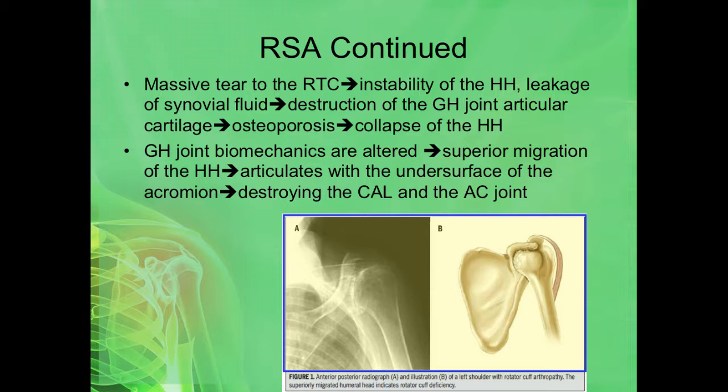So the glenohumeral joint biomechanics become altered because we get this superior migration of the humeral head, and it articulates with the undersurface of the acromion. We get destruction of the coracoacromial ligament as well as the AC joint.